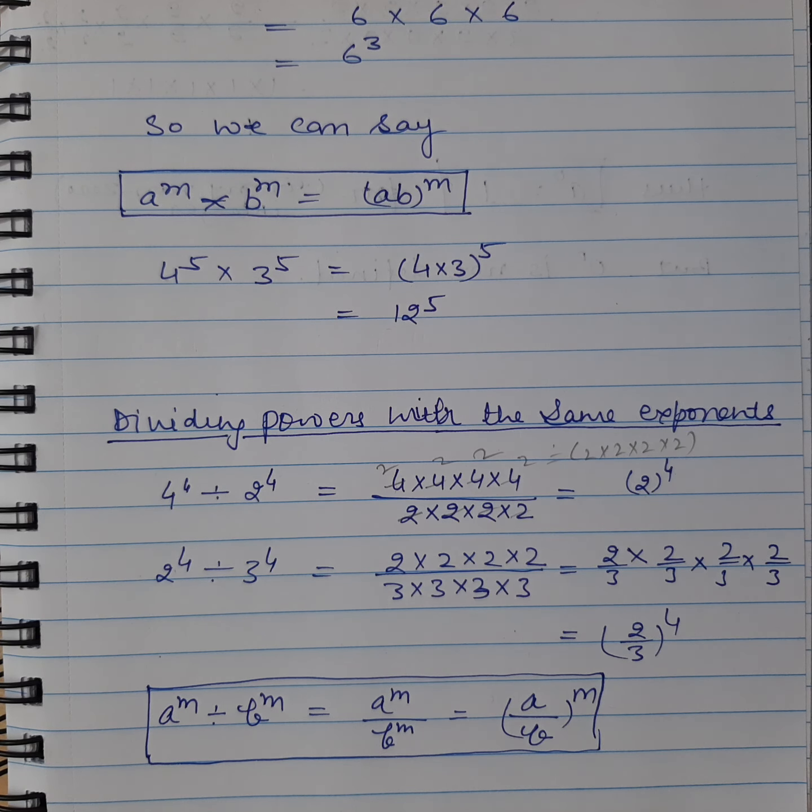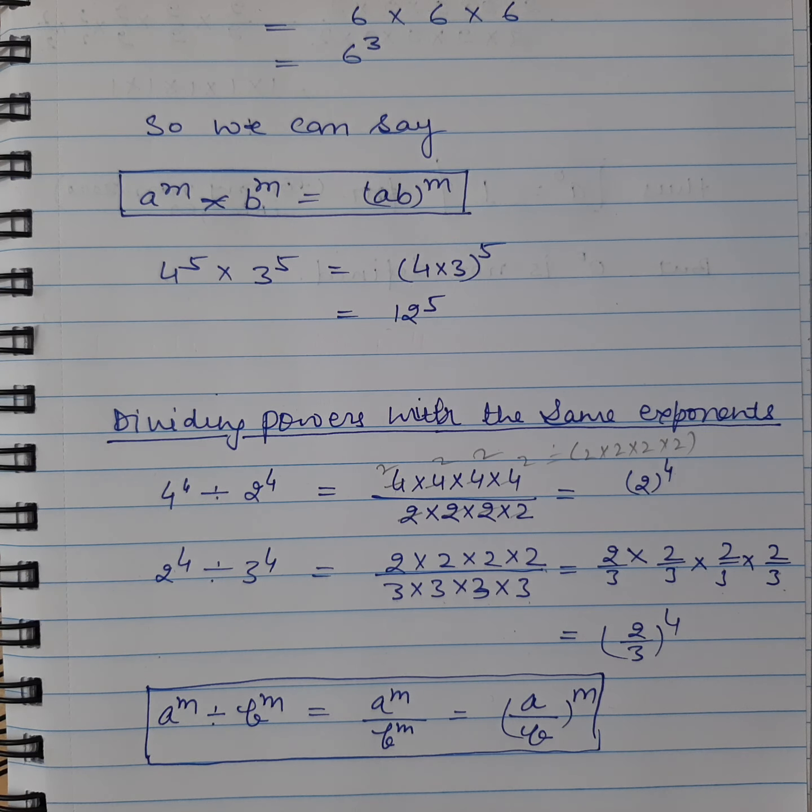Let's take another example: 2 raised to power 4 divided by 3 raised to power 4. So we can write 2 multiplied by 2 multiplied by 2 multiplied by 2, and then 3 multiplied by 3 multiplied by 3 multiplied by 3. So we can rearrange it as 2 divided by 3 multiplied by 2 divided by 3 multiplied by 2 divided by 3 multiplied by 2 divided by 3, and these are 1, 2, 3, 4. So we can say 2 divided by 3, raised to power 4.